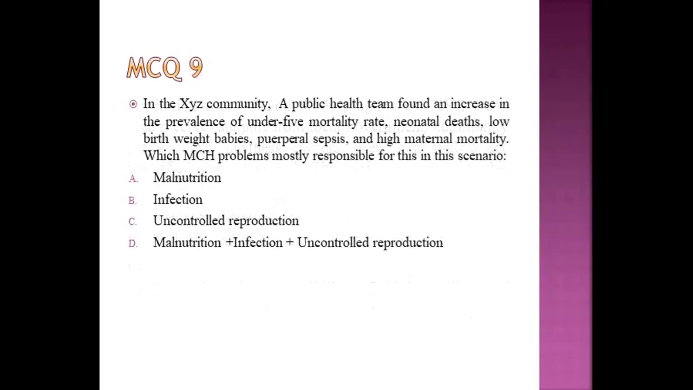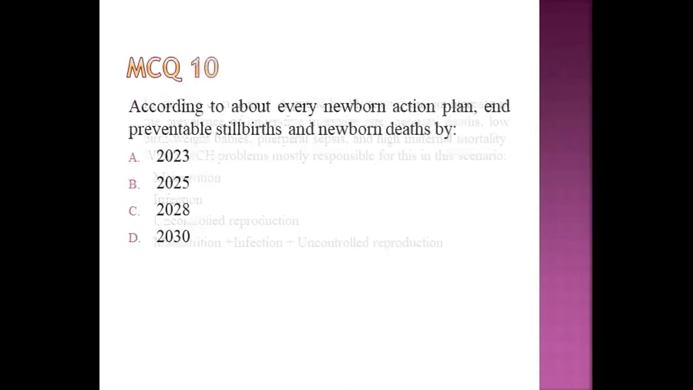In XYZ community, a public health team found an increase in the prevalence of under 5 mortality rate, neonatal deaths, low birth weight babies, puerperal sepsis, and high maternal mortality. Which MCH problem is most responsible for this scenario? Malnutrition, infection, uncontrolled reproduction, or all three? Delta is the answer. It includes malnutrition, infection, which is given, for example puerperal sepsis, and uncontrolled reproduction, because there is also an increase in birth rate and deaths under 5 mortality rates.